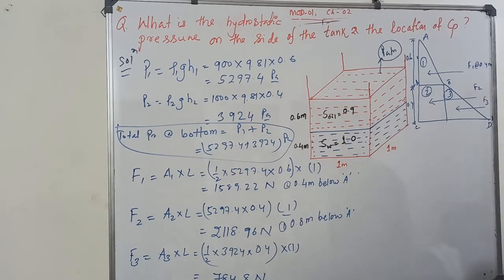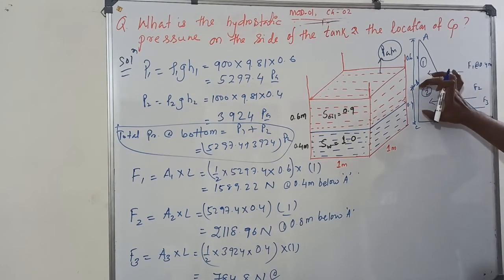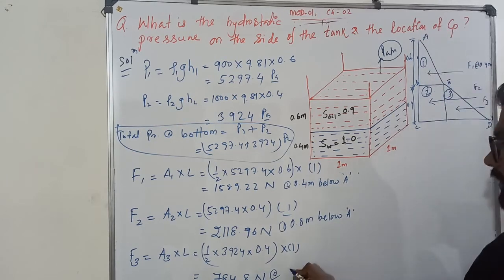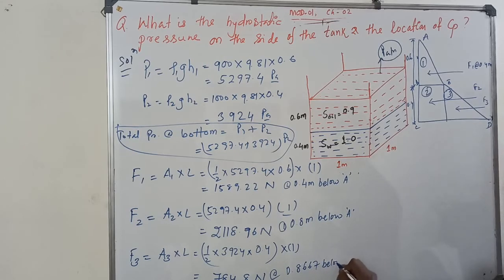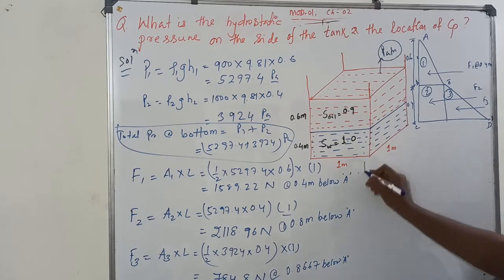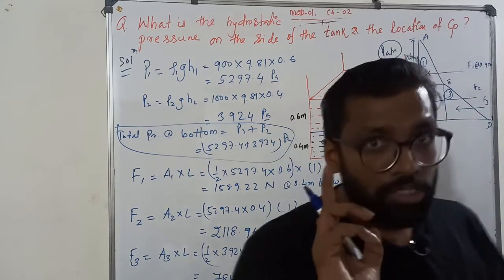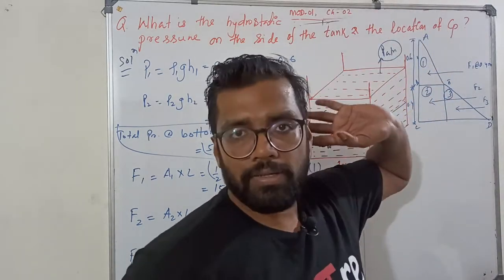Okay. So now F3 is here, correct? This is acting at how much? Again 2h by 3. 0.4 into 2, 0.8. 0.8 by 3, 0.2667 plus 0.6. So it is acting at a distance 0.8667 below A. So now we know the individual forces, total forces, and where they are acting. So now in order to get the total center of pressure, take moment.